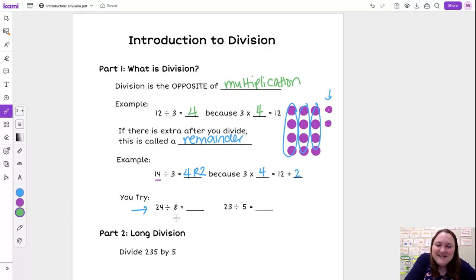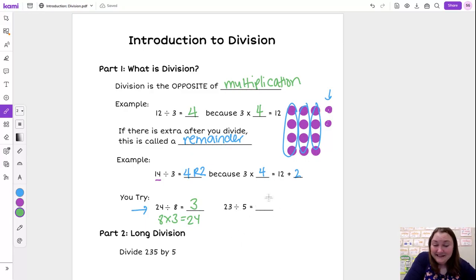So for that first one, 24 divided by 8 is going to be 3. And if I asked you to explain why, you could say because 8 times 3 gives us 24. It's just that opposite multiplication. Now for 23 divided by 5, that does not divide nicely.